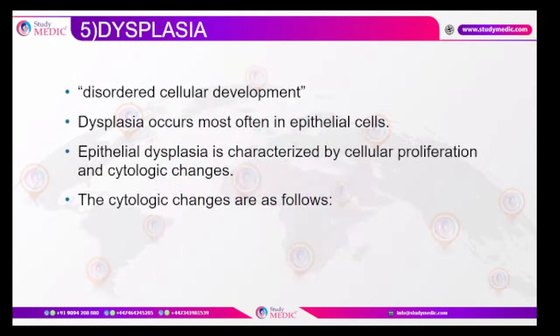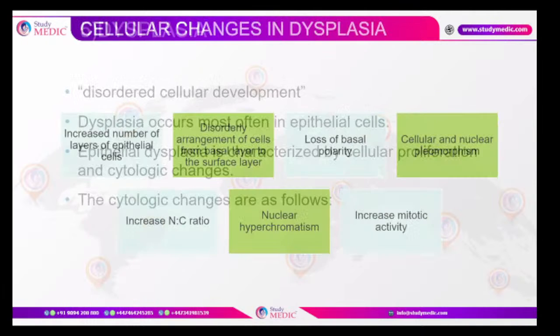And then the final topic of today is going to be the dysplasia. So dysplasia itself means that there is a disordered cellular development. The dysplasia would most often occur in the epithelial cells, and this epithelial dysplasia is characterized by different kinds of cytological changes as well as cellular proliferation. As we have discussed in the first few slides, when I showed a diagram with branching, what happens to hyperplasia, what happens to hypertrophy, and what happens to dysplasia, I told you that we'll be discussing it further.